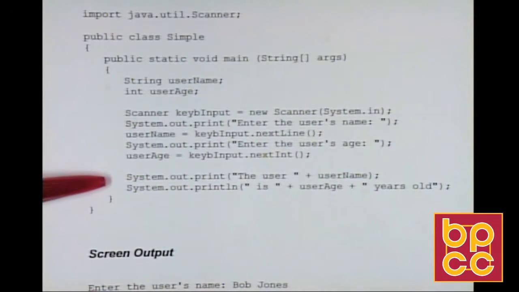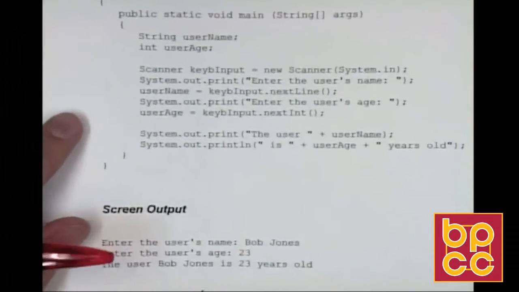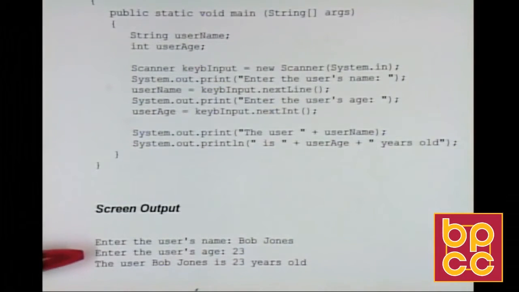And then I'll display what was typed in here. Like the screen output here, you'll see enter the user's name, Bob Jones, enter the user's age, 23. And then I display my output here. The user, Bob Jones, is 23 years old.